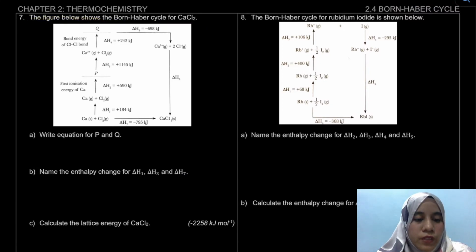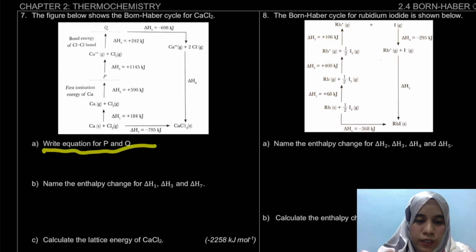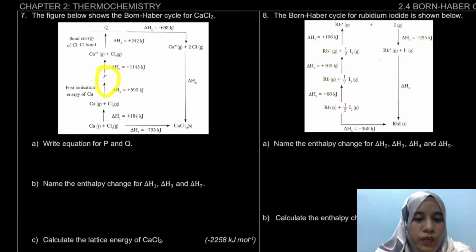Okay, so first it mentioned write down the equation for P and Q. So where's my P and Q? Here is my P, here is my Q. Okay, and then here it mentioned it is the first ionization energy of calcium.